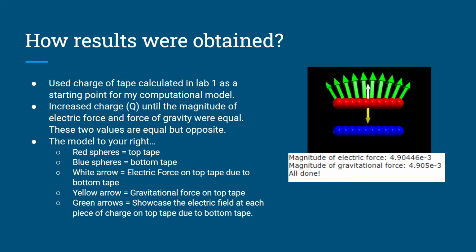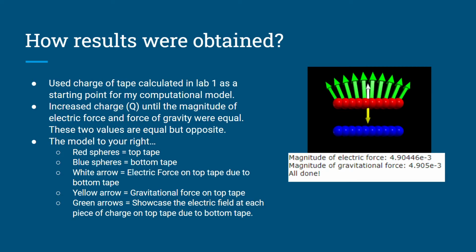The results were obtained by using the charge of tape calculated in Lab 1 as a starting point for the computational model. In order to find the charge in Lab 2, we had to increase the charge until the magnitude of the electric force and force of gravity were equal. These two values had to be equal and opposite. So the further we increased the charge, the output was able to show us how close we were able to get to the magnitude of gravitational force.